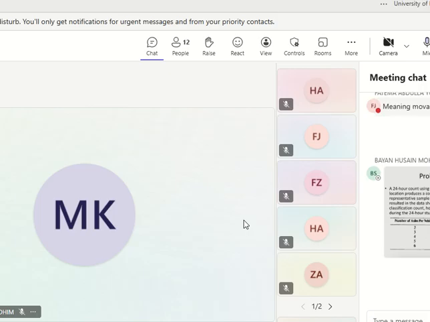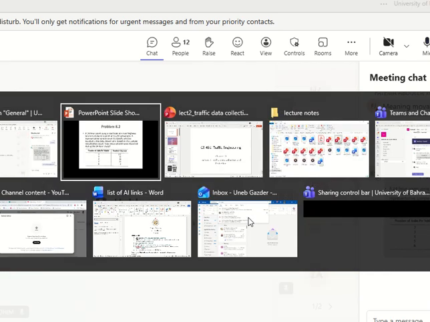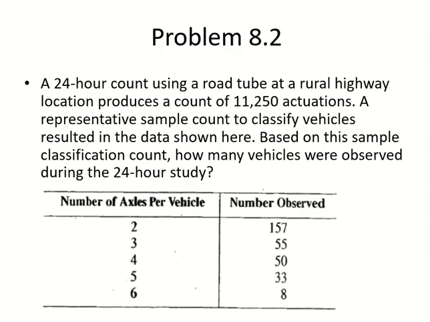Okay, so the total vehicles we already know from this table: 157 plus 55 plus 50 plus 33 plus 8. This will give me the total number of vehicles.